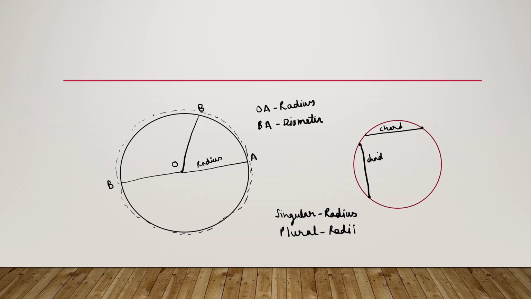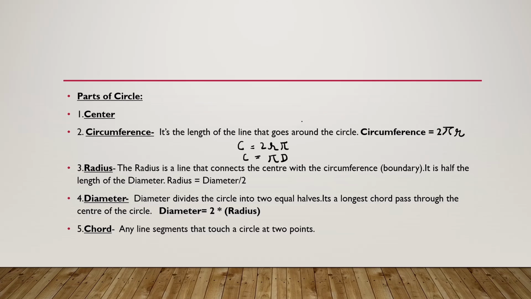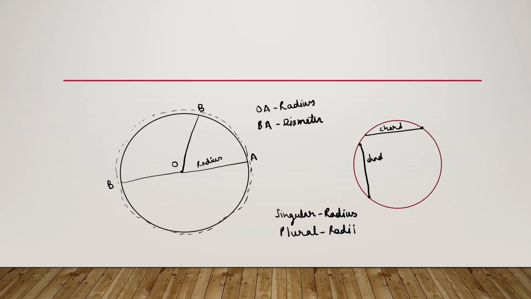The next one is secant. A line passing through a circle and intersecting the circle at 2 points is called a secant of the circle. So in this image you see, this is called the secant of the circle.